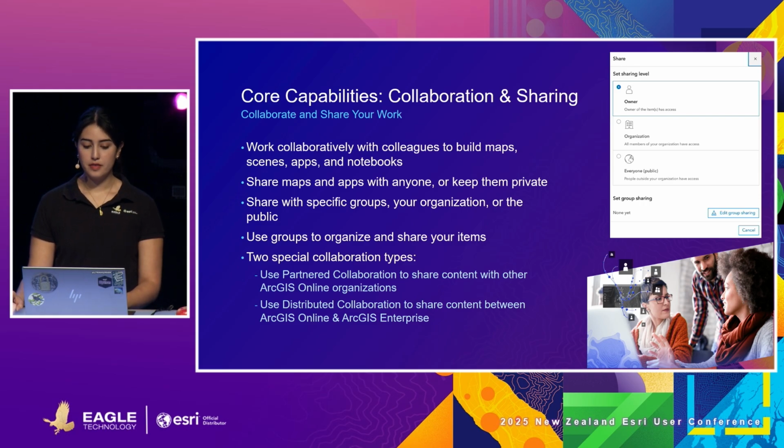And then there's two special collaboration types. We have partner collaboration, which is a collaboration type for linking ArcGIS Online organizations so they can work closely together, and distributed collaboration to share content between ArcGIS Online and ArcGIS Enterprise. And I will touch on that a bit more in a second.